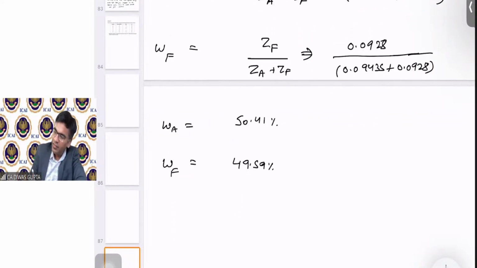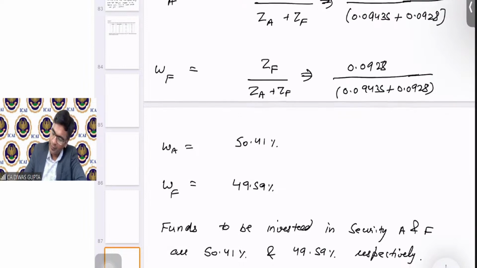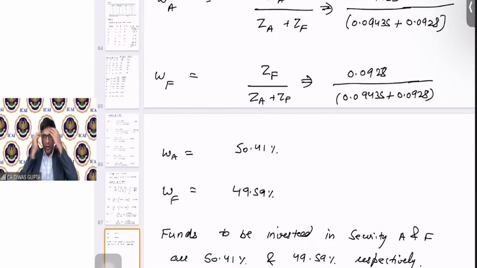Hence, finally, we have that funds to be invested in security A and F are 50.41% and 49.59% respectively. So first absorb this, then I will take all of you through this question again so as to tell you what is the real thing that we are going to solve from this. Okay.